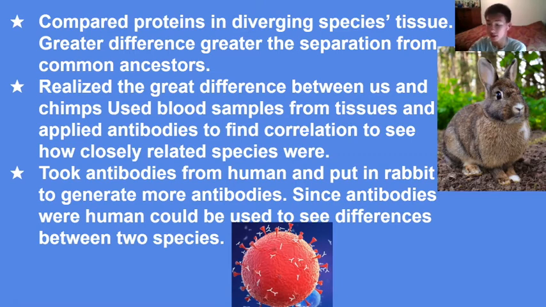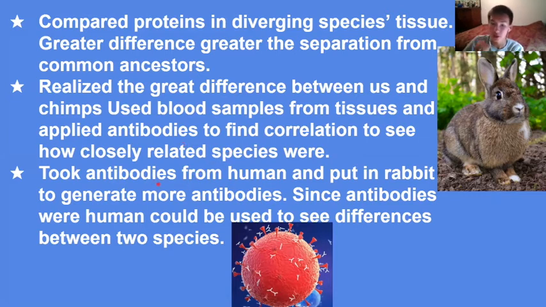What he did is, you can see here, he used blood samples from the tissues. So it'd be from a human or a chimpanzee or other animals like that. They also included stuff like dogs, just to see if there was any connection. And he applied these antibodies to the blood to find the correlation, to see how closely related they are. Now you might be like, we talked about antibodies, but they just protect us from viruses. How is that going to work? But I'm going to explain it here.